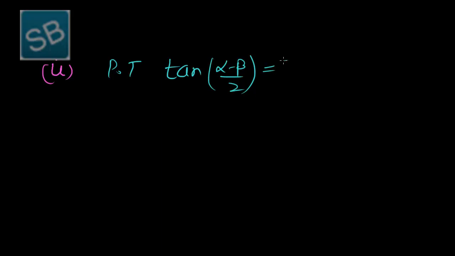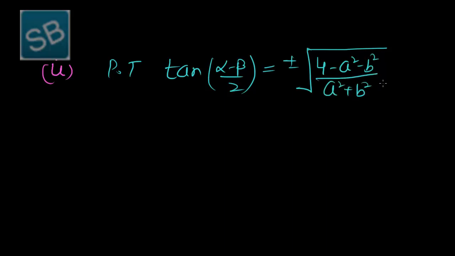Now in the second part, prove that tan of alpha minus beta over 2, that is the submultiple angle of the addition formula, is plus minus under root of 4 minus a square minus b square over a square plus b square. As we derived the formula of tan, sin and cos in terms of cos alpha, so using that formula in this case, because we know the value of cos alpha minus beta.